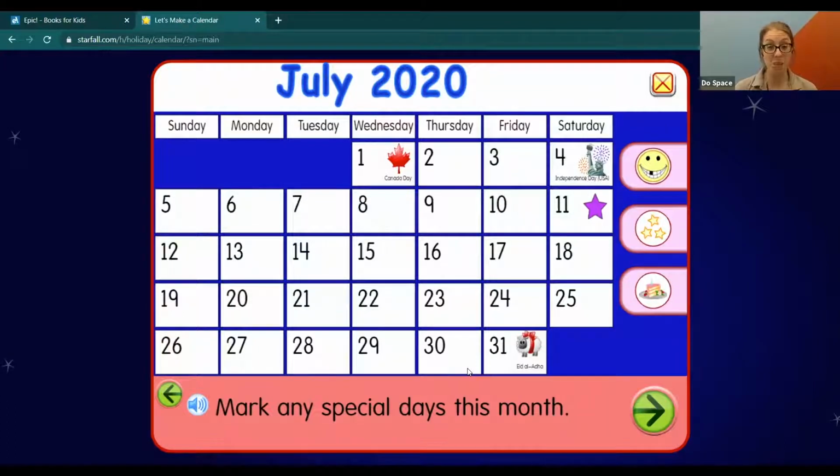So a really good example of that is our very first day of July, July 1st. You should see a little picture. That's a maple leaf. And that is a maple leaf because the maple tree is the national tree of Canada.